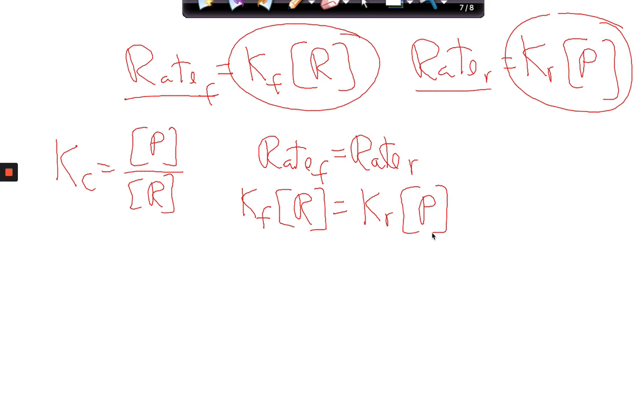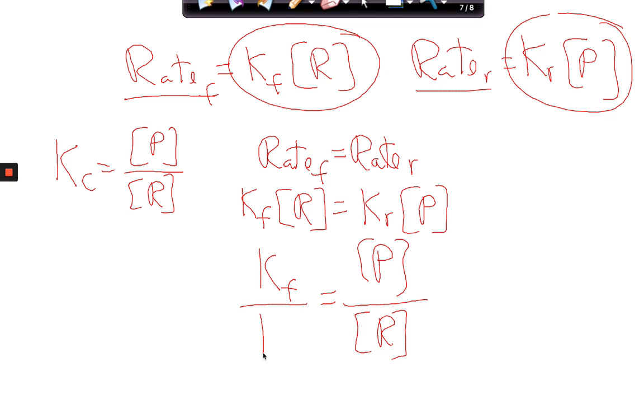So guys, if you're not caught up with this yet, let's solve this for Kc. So we've established that Kc is products divided by reactants. So if I want to get this to products divided by reactants, I'm going to divide both sides by reactants. So concentration of products divided by concentration of reactants. But then I need to divide both sides by the K value of the reverse. And I end up with this.